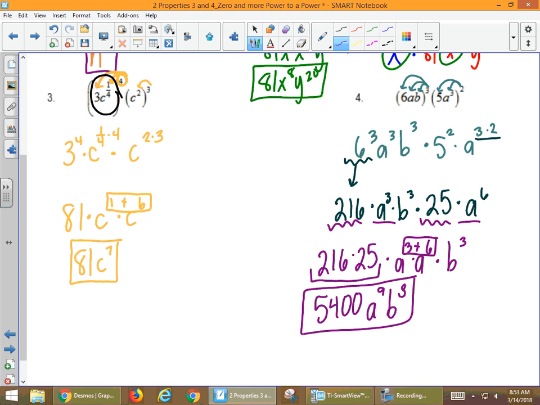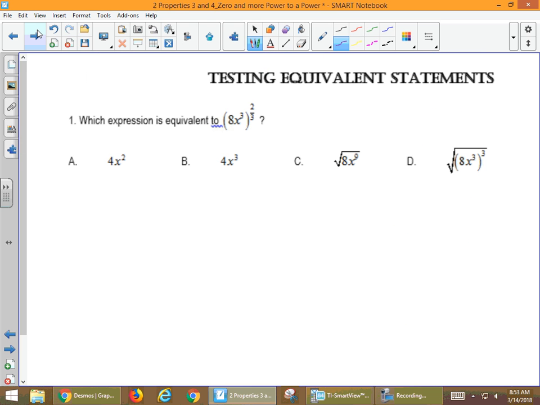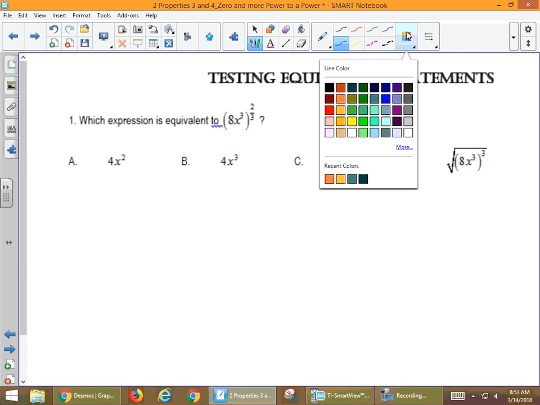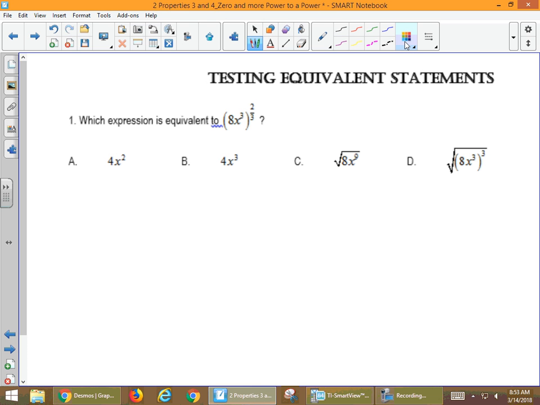2 multiple choice problems and then practice. All right, we have a, hey, how many solutions am I looking for if it says which? One answer. One answer. So I need to bring in my 2/3 on both of these terms. So this is going to be 8 to the 2/3, x to the 3 times 2/3.